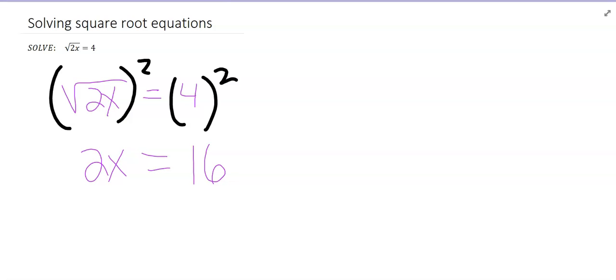Okay. Now we just continue as we would solve any algebraic equation by inverse operations. And here we're going to divide both sides by 2. And my final result is x equals 8.